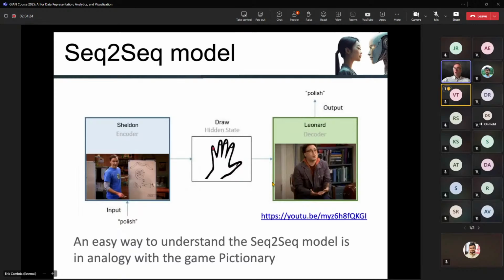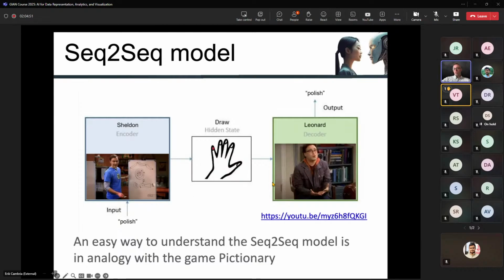Before we get there, we have to talk about the sequence to sequence model. The sequence to sequence model is also very interesting because in a way it's also kind of cognitively inspired. It's like playing the game of Pictionary, where you have to read a piece of paper and then without telling your friends, you have to draw what you read and your friends have to guess.